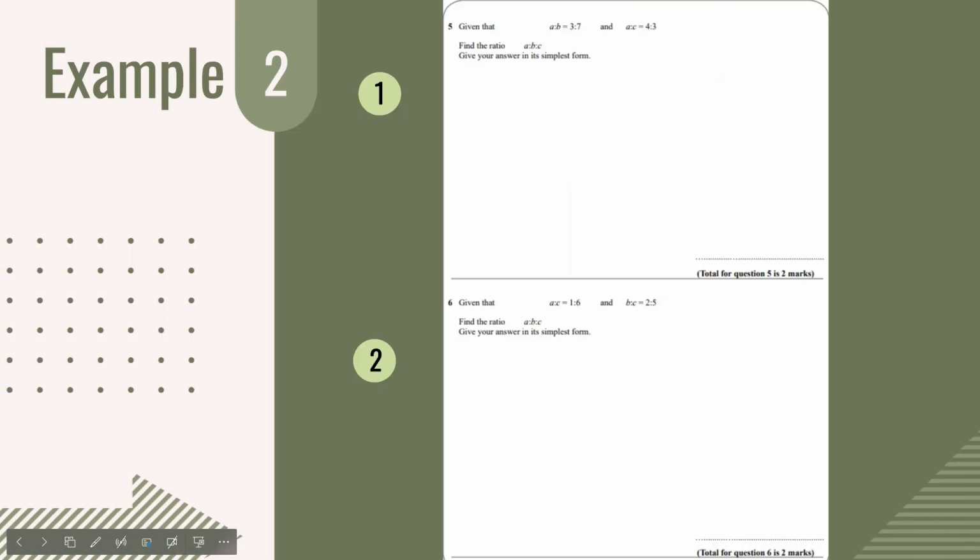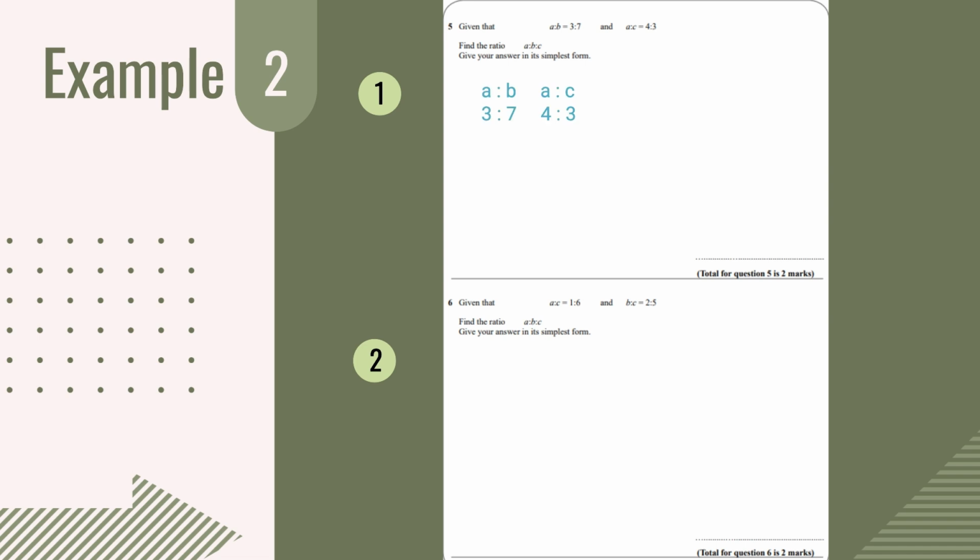Now it's time to have a go at some ratios as linear function exam questions. Have a go, pause the video and unpause when you've done. So, in our first question, given that AB is 3 to 7 and AC is 4 to 3, find the ratio of A to B to C. Give your answer in its simplest form.